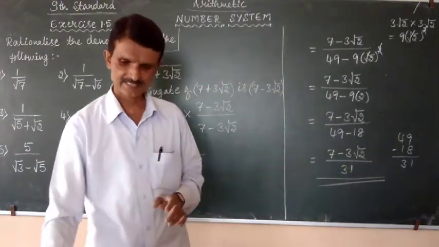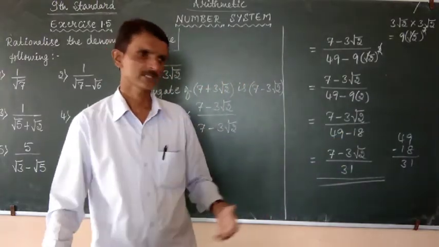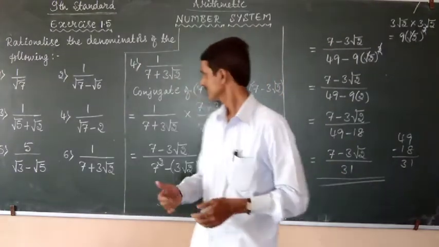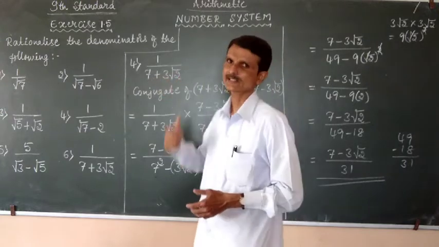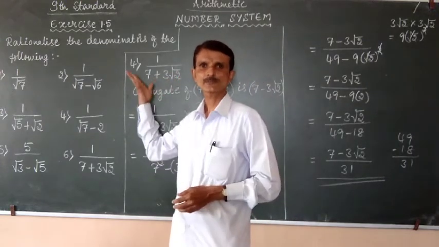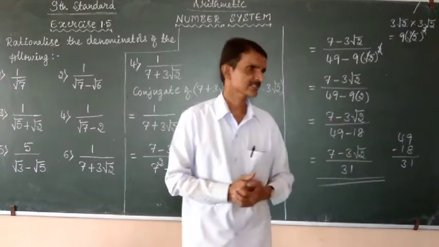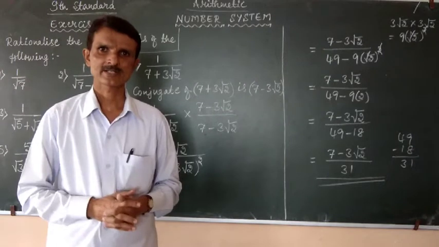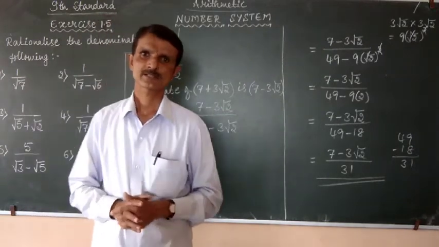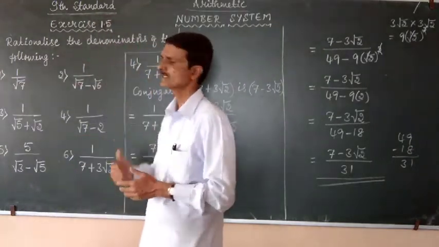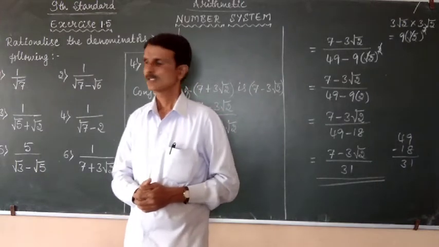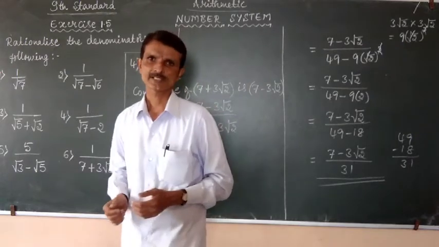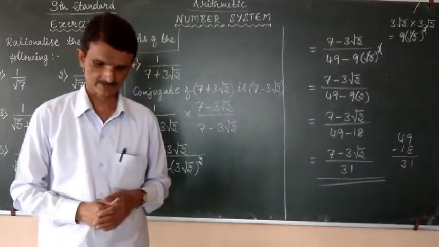So the denominator is a rational number. We get the denominator here as a rational number, whereas in the problem it was an irrational number. Therefore this process is called rationalization, or rationalizing the denominator. So students, I think you are perfect in the rationalization of irrational numbers. There are two remaining problems. You have to do them at home itself.